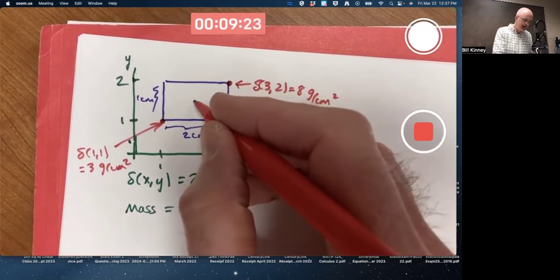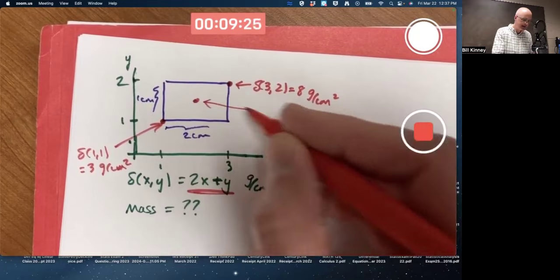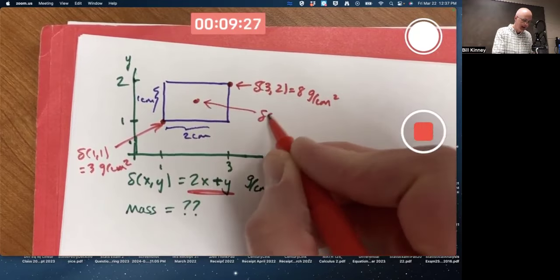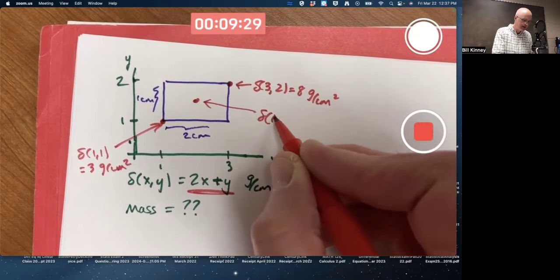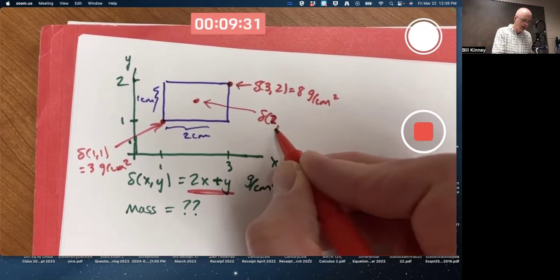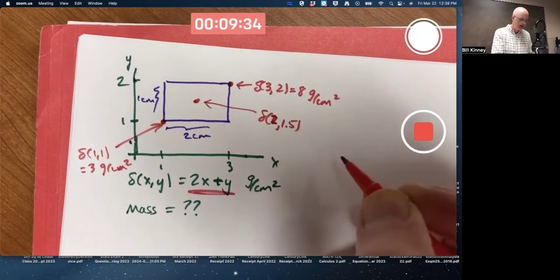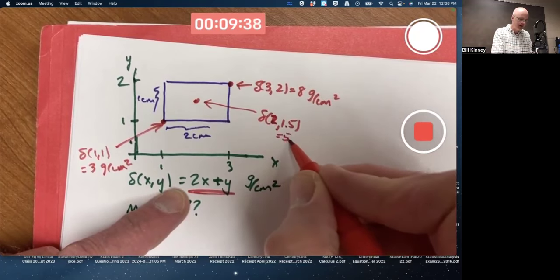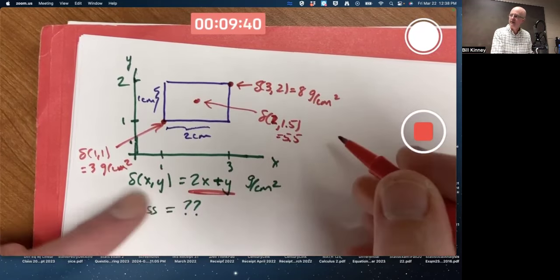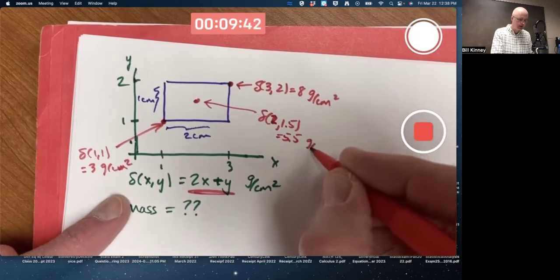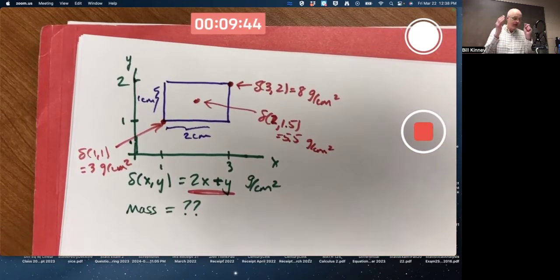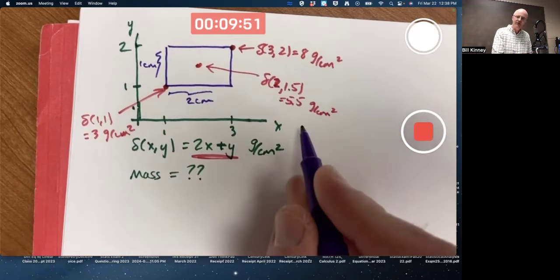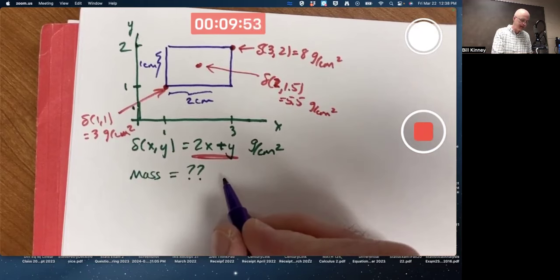And in fact, if you evaluate it at the midpoint of this rectangle, x is 2, y is 1.5. Into this formula, you would get 4 plus 1.5 is 5.5. Yeah, 5.5 is the average of 8 and 3 grams per square centimeter. So the average density is 5.5 grams per square centimeter, it seems.